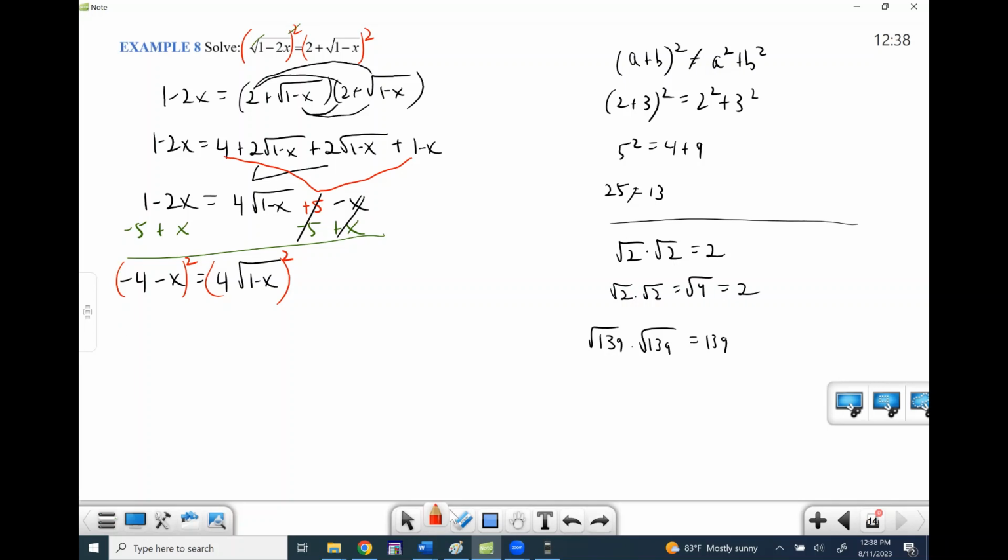So that means that we have to take this -4 minus x and FOIL it out, and we have to square both the 4 and the square root. They're both inside the parentheses, so they're both getting squared. All right, a negative times a negative is positive. Negative times a negative is a positive. It looks like these are all negative times negatives.